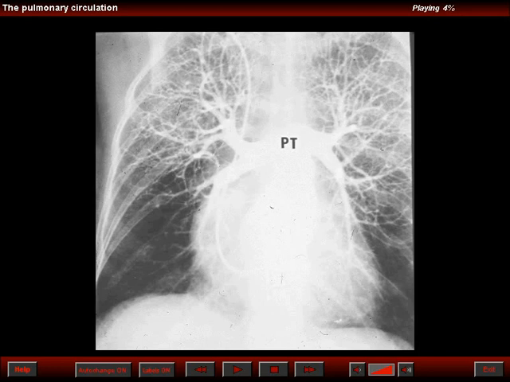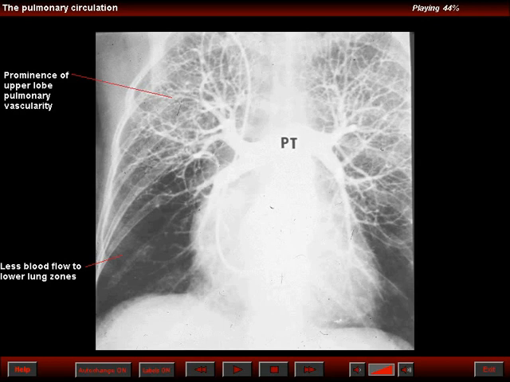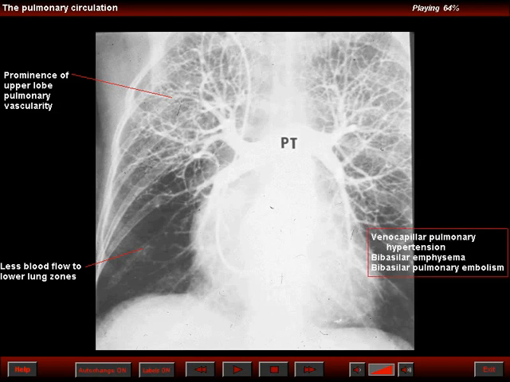This is the pulmonary angiogram of a patient with mitral stenosis and pulmonary hypertension. Note that there is a prominence of the upper lobe vasculature and a relative diminution of blood flow to the lower zones. This asymmetric pulmonary blood flow with prominent upper lobe vasculature is very characteristic of venocapillary hypertension. This can be seen not only in mitral stenosis, but can also be seen in patients with heart failure. It could also be seen in patients with bibasilar emphysema and also patients who have bibasilar pulmonary emboli.